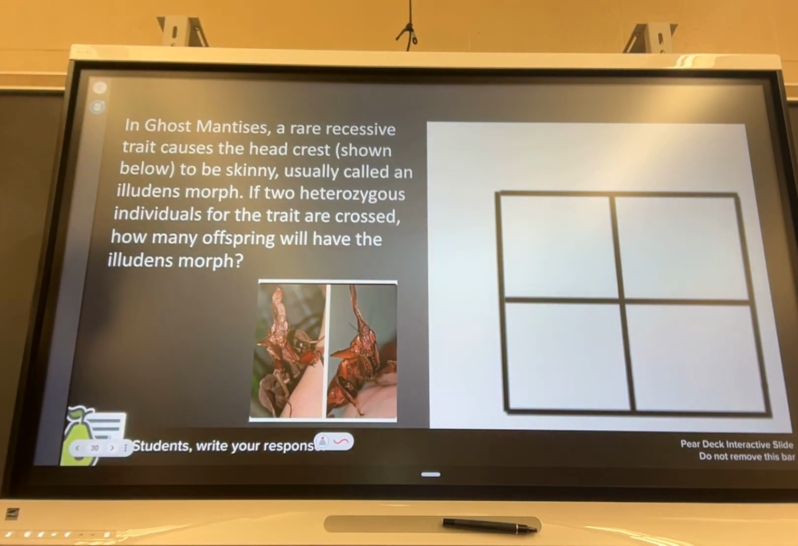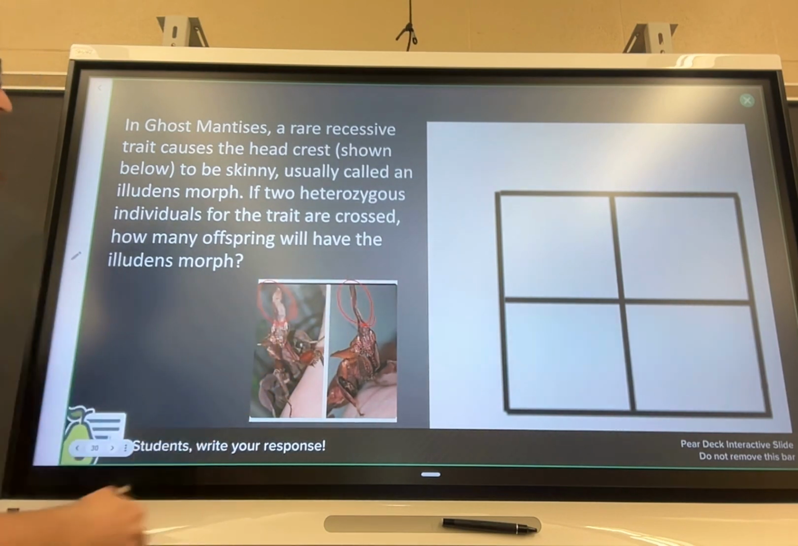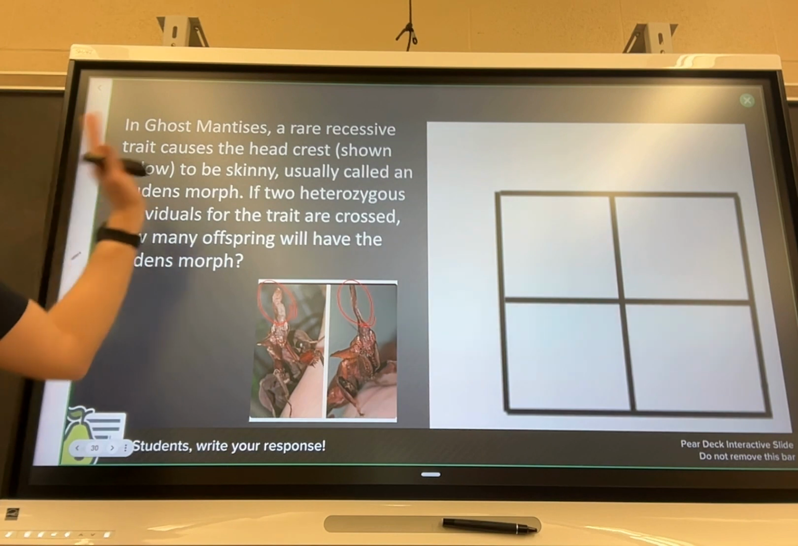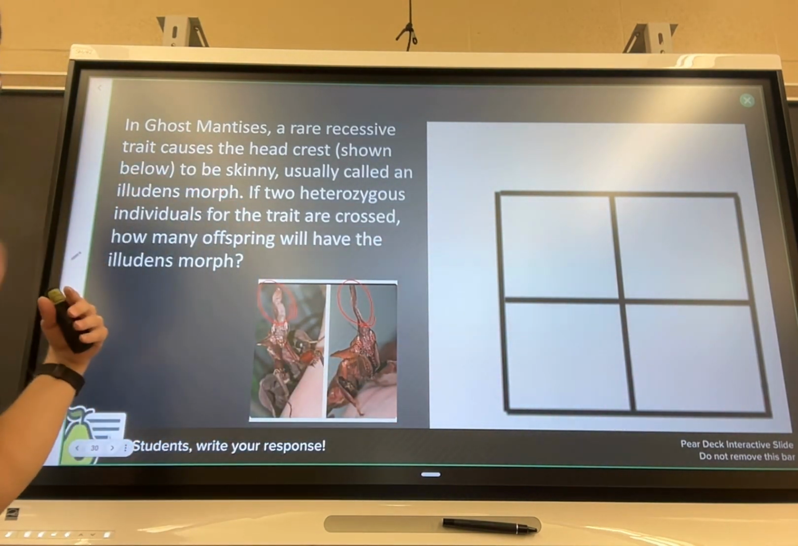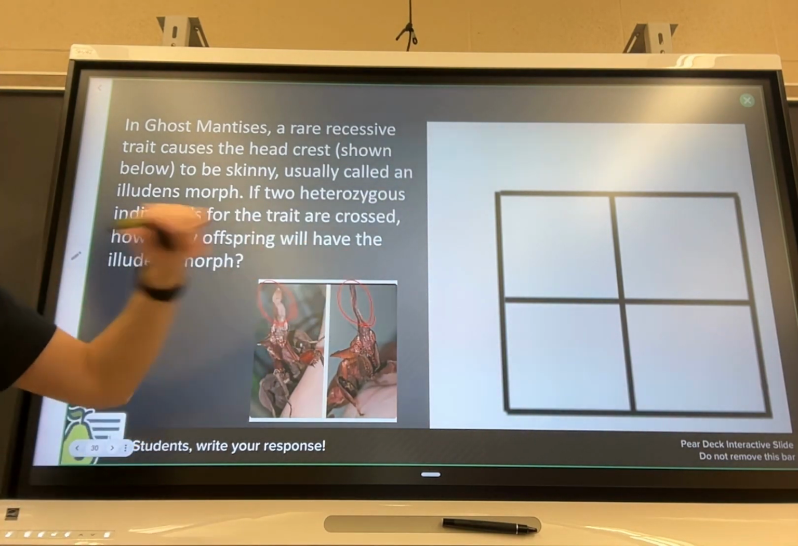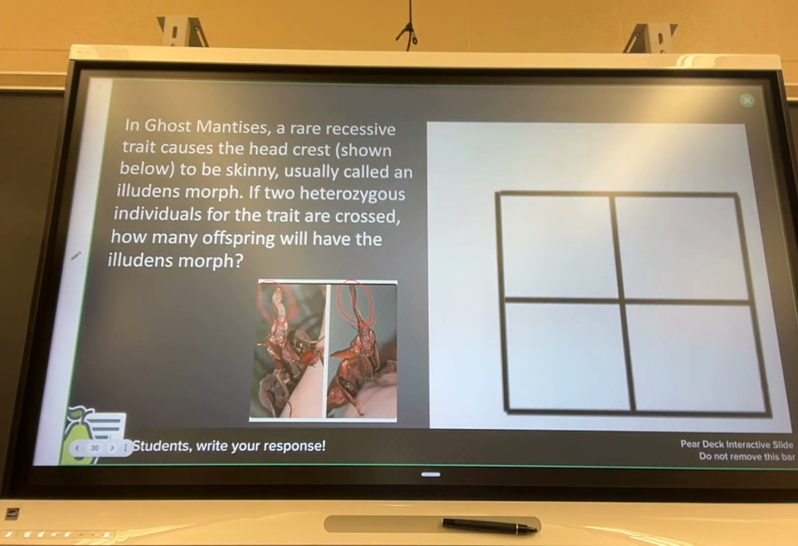And in ghost mantises, we have a rare recessive trait that causes the head crest, this little part on their heads, to be really skinny. And this is called an illudens morph. So this was once thought to be a different species. We had Phylocrania paradoxa was our normal ghost mantis, and Phylocrania illudens was our other form. And scientists figured out that, okay, these are the same organism, even though they have different shaped heads. So this is what we're going to call an illudens morph.